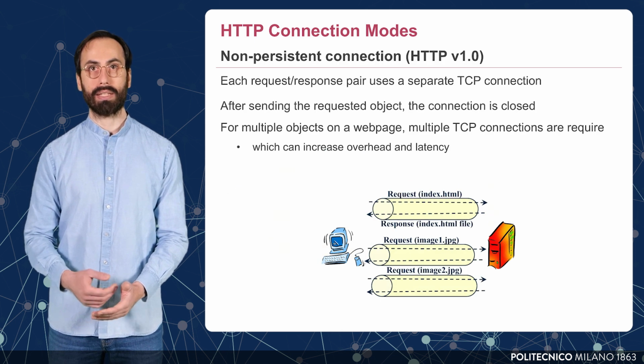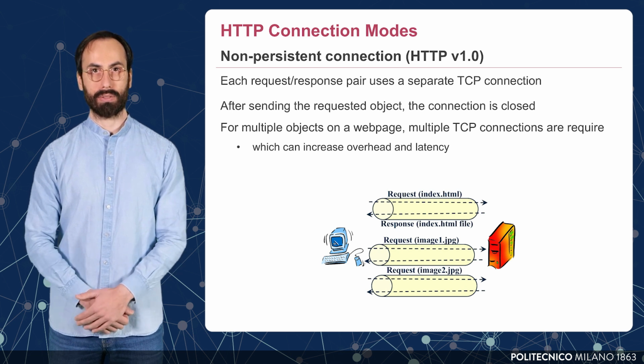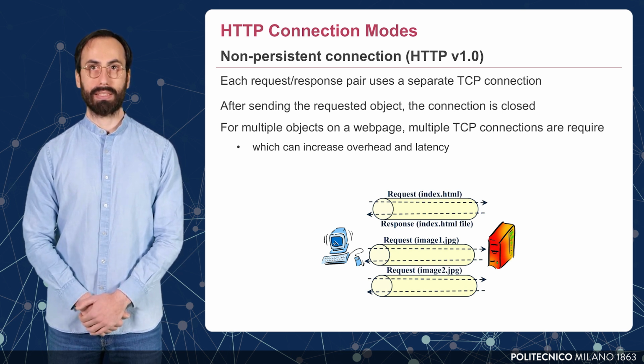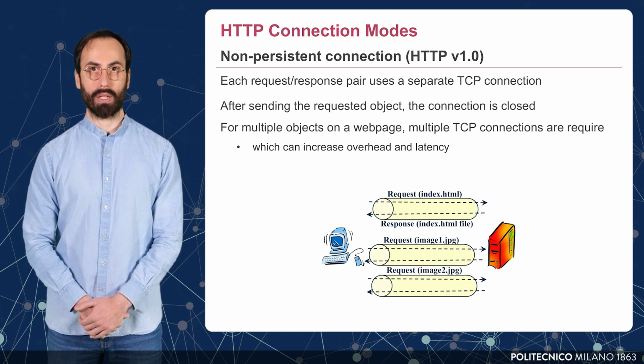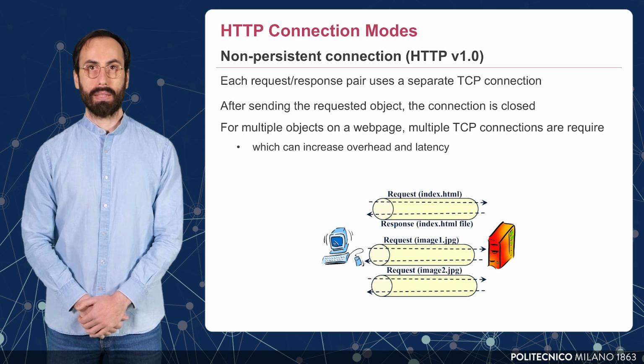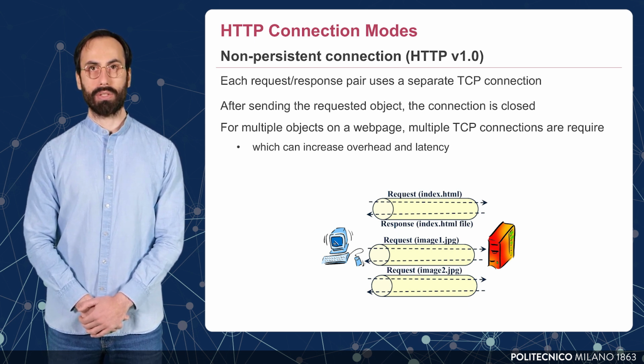In non-persistent HTTP, used in HTTP version 1.0, each request and response pair operates over a separate TCP connection. This means that every time a browser requests an object, whether it is an HTML file, an image, or a script, a new TCP connection is established. Once the requested object is successfully transferred, the connection is immediately closed.